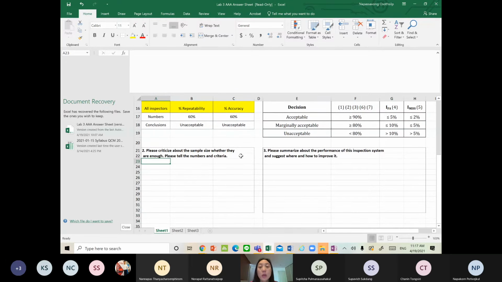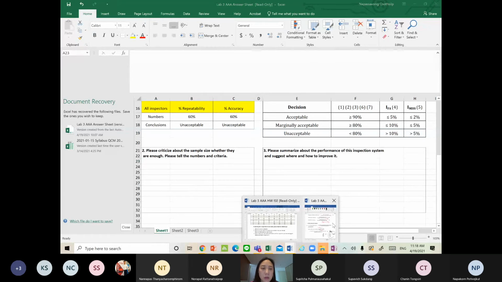Now, when we obtain all numbers, all indicators, we should do two things. But actually, question number 2, you have to do this at the beginning. In question number 2, I said, please criticize the sample size, whether they are enough. Sample size here means the number of parts that you collect to do the test, and the number of replications that you do.